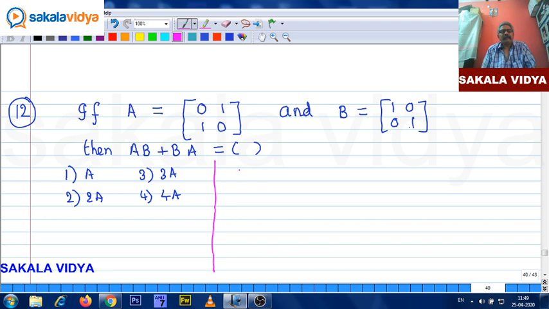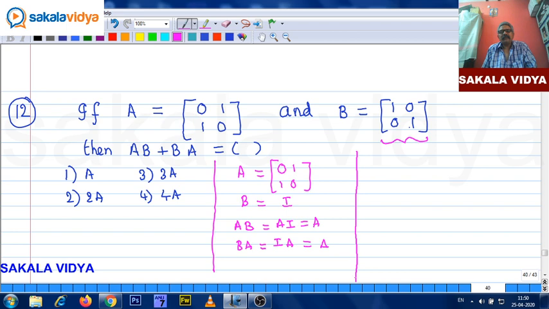This is the problem. See, here A equals 0, 1, 1, 0, but interestingly, B is the identity matrix, B is equal to I. That means we have the identity property, A into I is A. So AB equals A into I, that becomes A. Even BA is also I into A. That means AB plus BA is A plus A, which is 2A. That's all. Second option.